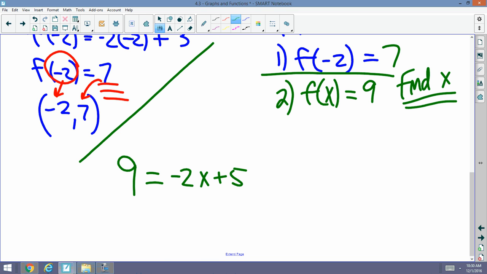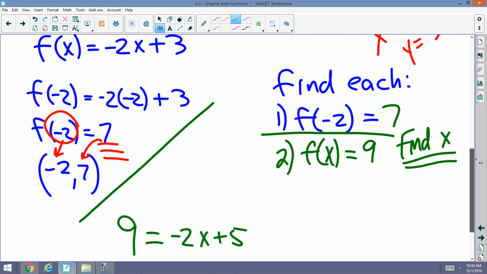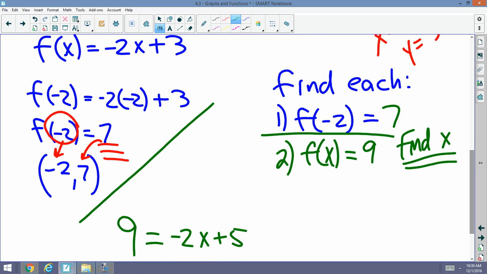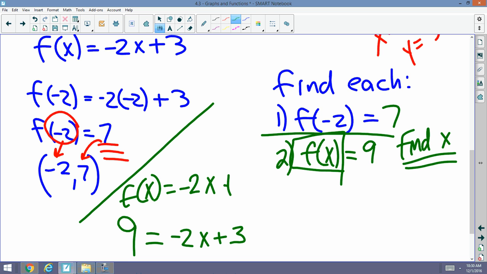Does everyone see that? Don't just say yes to make me happy, guys. What's going to make me happy is that you're learning. f of x is 9. A lot of people replace the x with 9 there, but are they telling you to replace the x with 9? They're telling you the f of x is 9. Doesn't f of x equal negative 2 times x plus 3? What did they give you, the x or the f of x? So do you see why I replaced the f of x there with 9?